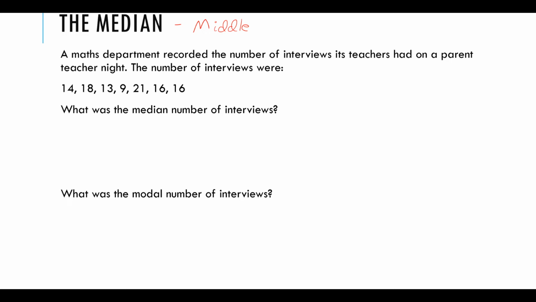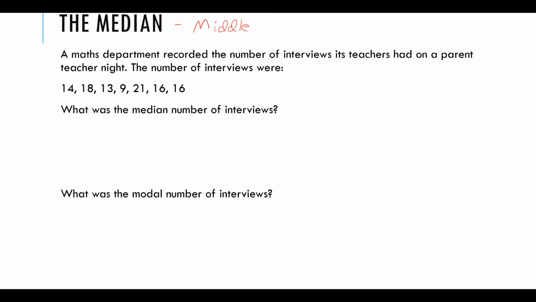The number of interviews were 14, 18, 13, 9, 21, 16 and 16 again. What was the median number of interviews? Well, first step whenever you have got to find the median from a list is you need to put the list in numerical order. So what I would tend to do with this one is cross off the numbers as I go, just to make sure I don't miss any out.